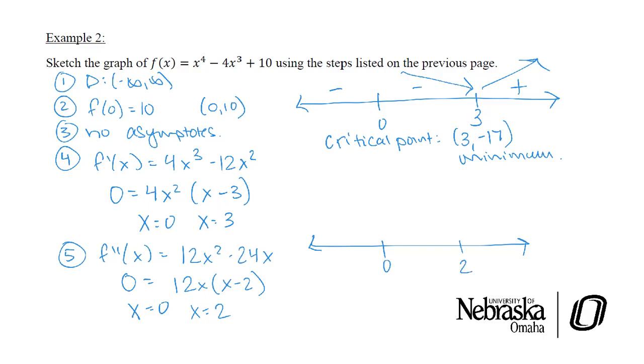And if we plug in values here into the second derivative, remember, we get positive, negative, positive. So that means we're concave up, we're concave down, and then we're concave up again. Now, when we find our inflection points again, those are found by plugging these values into the original function. We get (0, 10) and (2, -6). Okay.